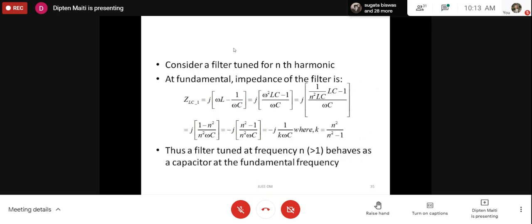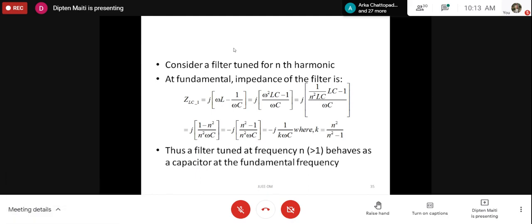Now consider a tuned LC filter like this, and let's try to find what would be the impedance of the LC filter at the fundamental frequency. That is represented by ZLC1. For a given LC filter, the impedance of that, of course, this is easy to find, would be j omega L minus j by omega C. So if you simplify that, that would look like this.